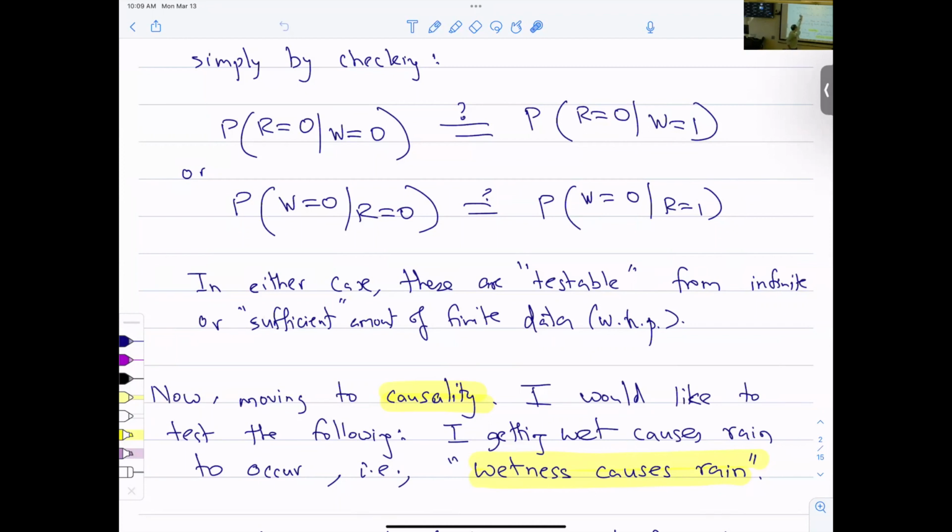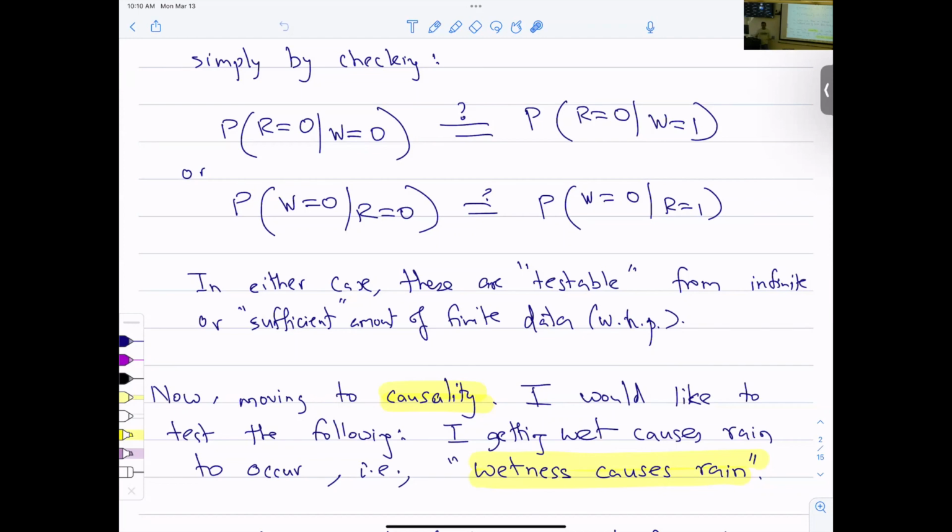Presumably, if rain and wetness are correlated, they're not independent, then both of these will not be equal to each other. The first equation will lead to an inequality, the second will too. So using this, you cannot really say which way the direction of implication goes. Potentially, you will need to do more experiments.